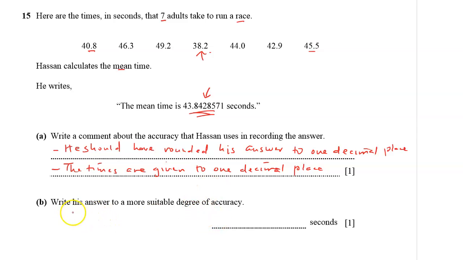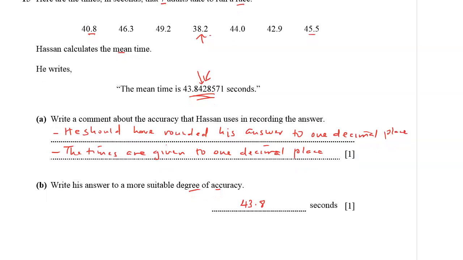B. Write his answer to a more suitable degree of accuracy. So you round this one off to one decimal place. You can see the second decimal place here is 4. 4 is less than 5. So you cannot round it up. So you will get 43.8 as the acceptable degree of accuracy.